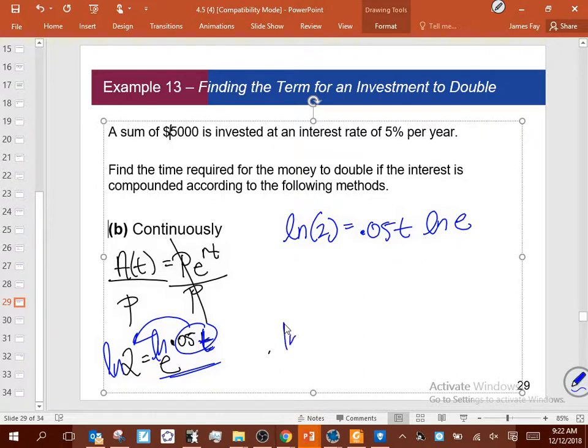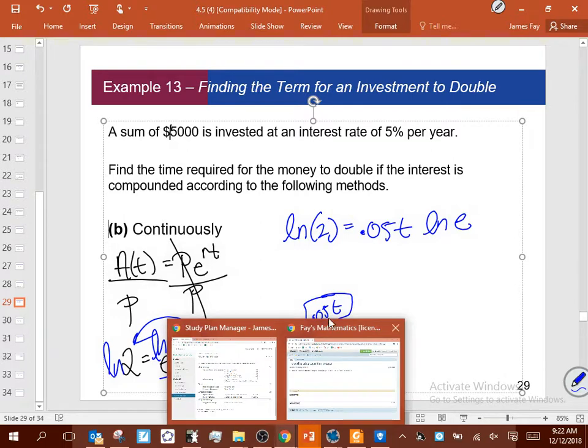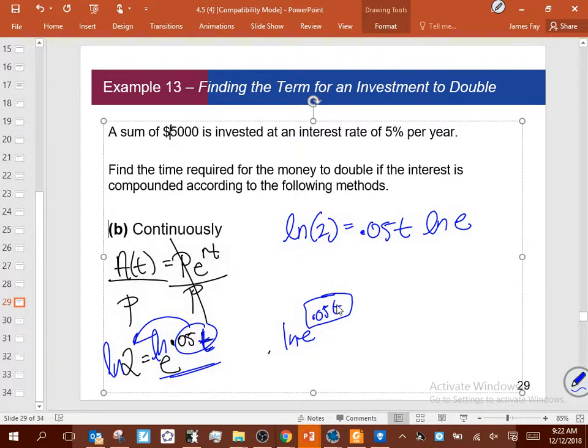Or you think about it this way: if I took ln of e to the 0.05t, we've talked about this a lot, our property says that you can be left with just that expression. So ln of e is just 1, so I'm left with just 0.05t. So ln of 2 divided by 0.05 is going to equal t.